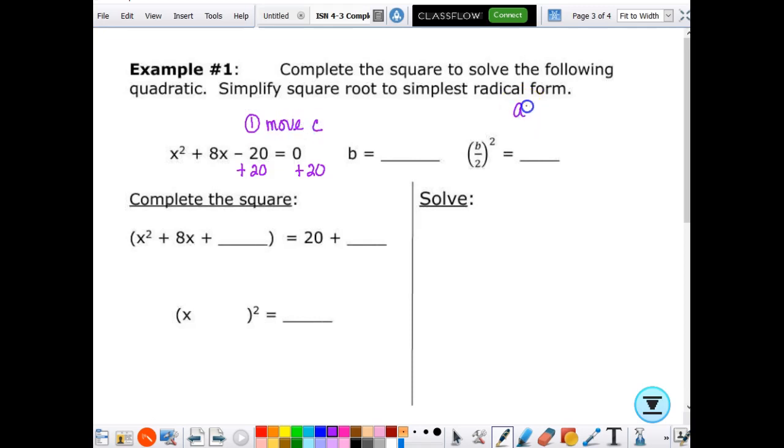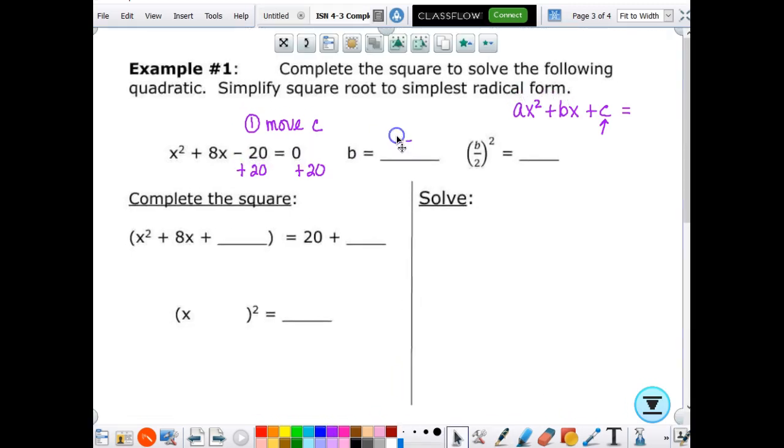Remember, you have ax squared plus bx plus c. There's your c value right there. Move the c to the other side. Okay? Now we need to identify, well, actually, I guess it doesn't matter. You can identify the b first, or you can move the c. I just move that c over first. That's usually what I do. Our b value is 8.